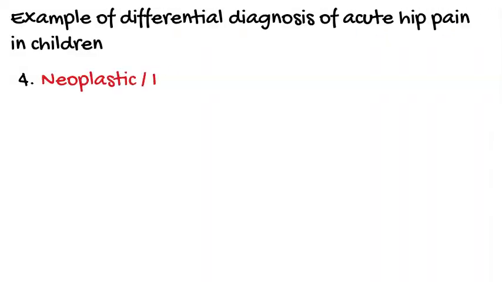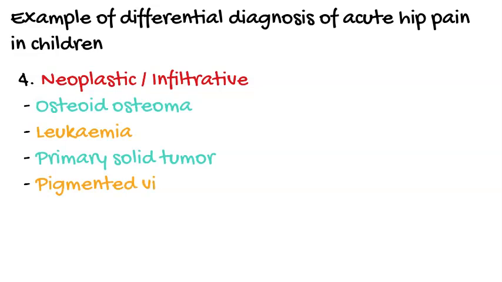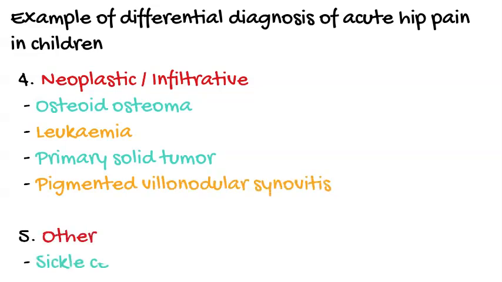Number 4. Neoplastic or infiltrative causes include osteoid osteoma, leukemia, primary solid tumor, pigmented villonodular synovitis. Number 5. Others include sickle cell pain crisis.